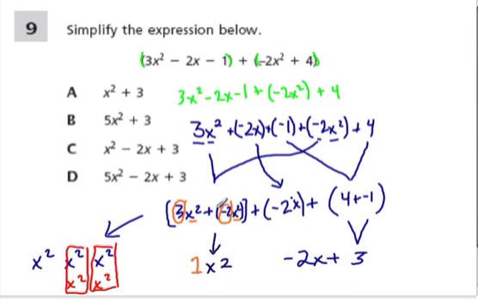So that's the quick way to look at the coefficients, but here's part of the idea behind it. So in this case, you get 1x squared minus 2x plus 3. I would pick choice C as my answer.